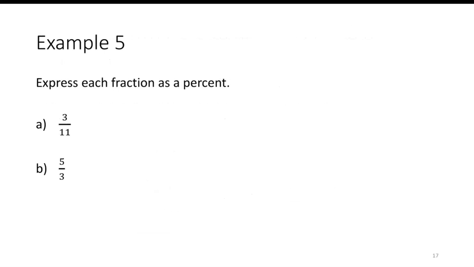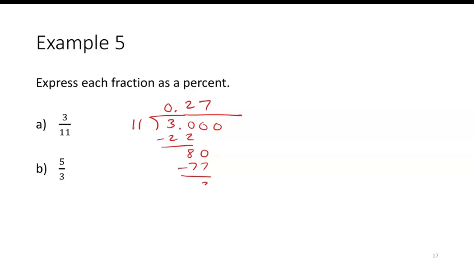All right, let's express each fraction as a percent. So 3/11ths would be, figure out how many times 11 goes into 3. Well, 11 doesn't go into 3, but it goes into 30 twice with 8 remainder. 11 goes into 87 times with 3 remainder, and now we're going to be repeating. So 27, 27, and repeating. Move the decimal 2 places to the right, and we'll have 27, and then 27 repeating percent.